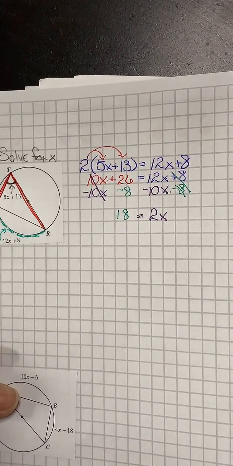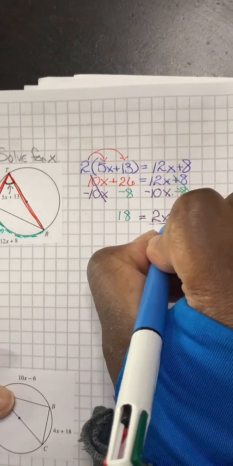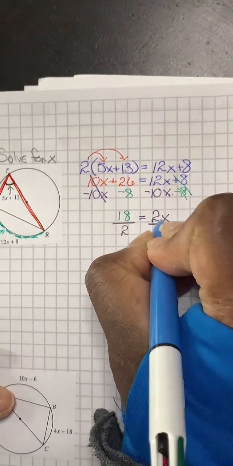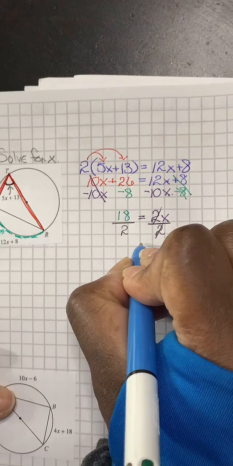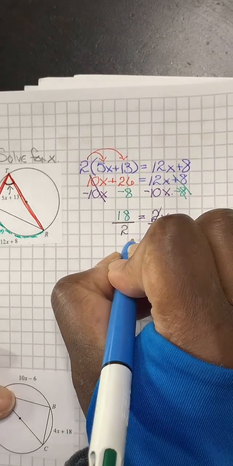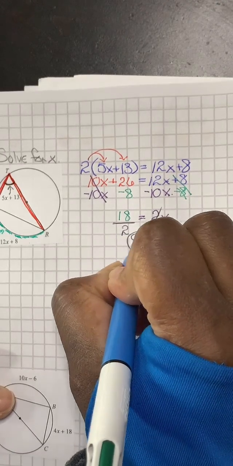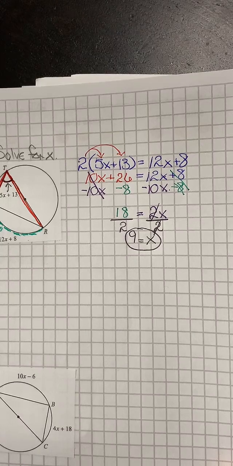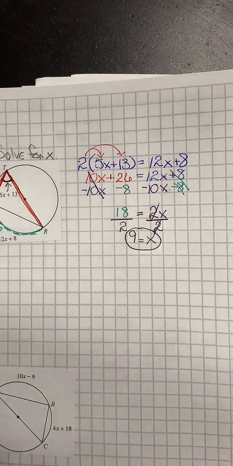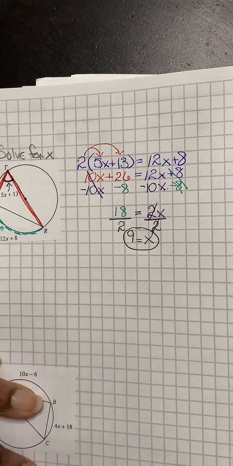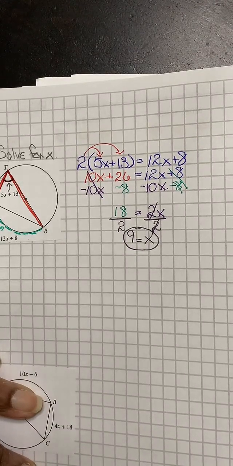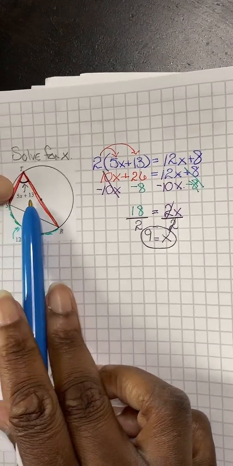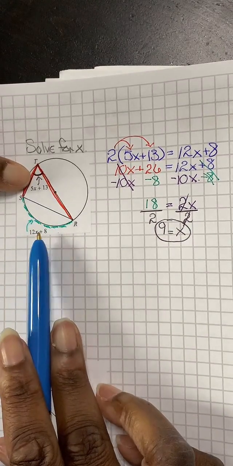So now all I have to do is divide both sides by 2. So now my x equals 9. Okay. All right, so we got a couple of questions. Let me go back. All right, Austin, how did you get the 2? Because twice the angle equals the arc.